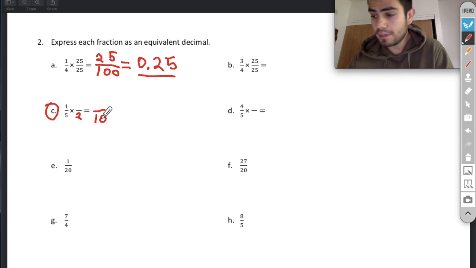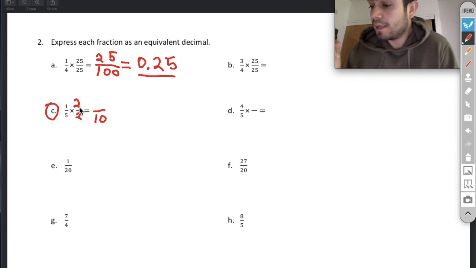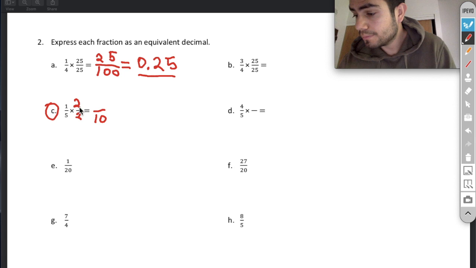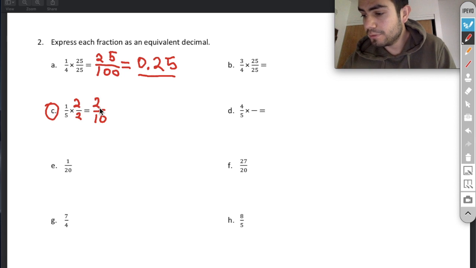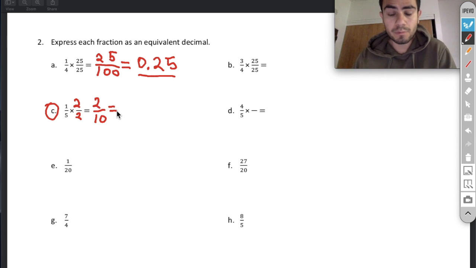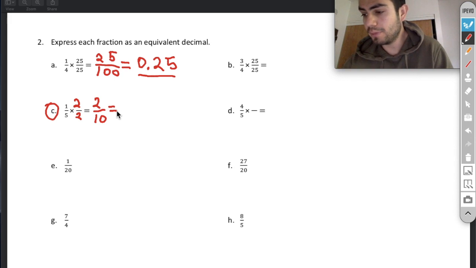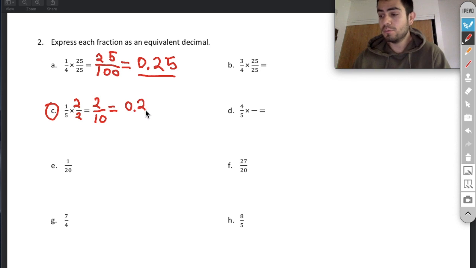Now, your top number is going to be the exact same as that bottom number, because what you do to the bottom, you do to the top, because you don't want to be topless. That would be really inappropriate. And again, 1 times 2 is 2. When you change this into a decimal, it is going to give you 2 tenths, which would be written as 2 tenths.